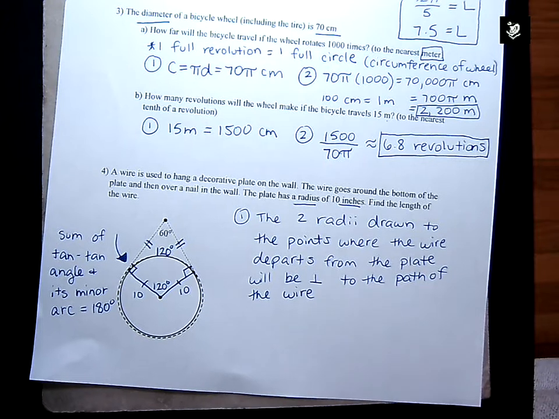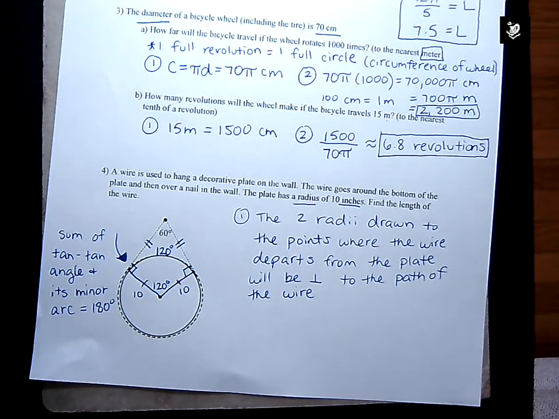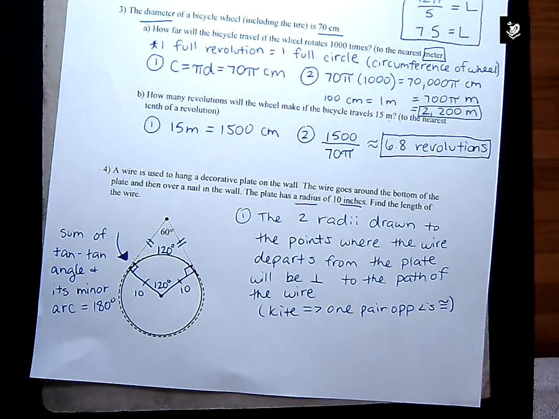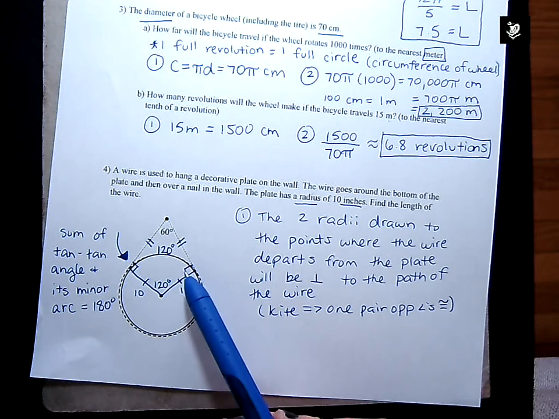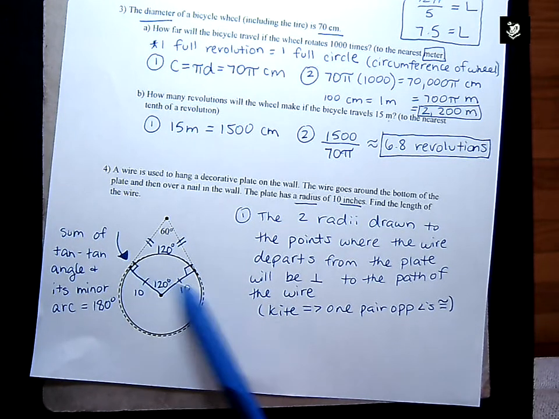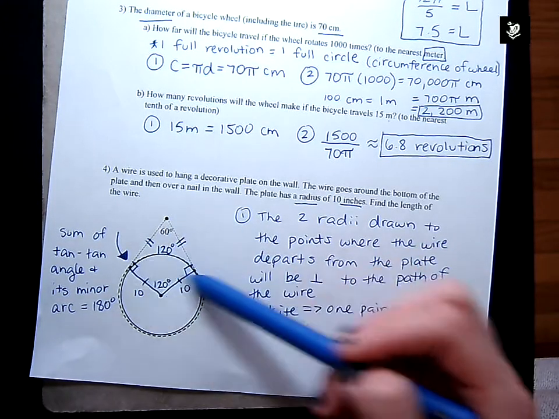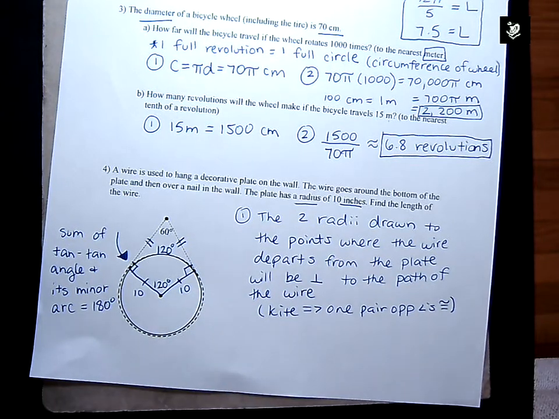So remember, the two radii drawn to the points where the wire departs from the plate, so the points of tangency, will be perpendicular. So something else that's happening here is you actually formed a specific type of quadrilateral. You formed a kite. And in a kite, you have one pair of opposite angles congruent, and that's the angles formed by the long side and the short side. So that's also how we can confirm that these are 90. Because they must be congruent to each other, and 120 and 60 is already 180, so there's only 180 left over. So there's a couple different ways to figure out all the angle measures here.